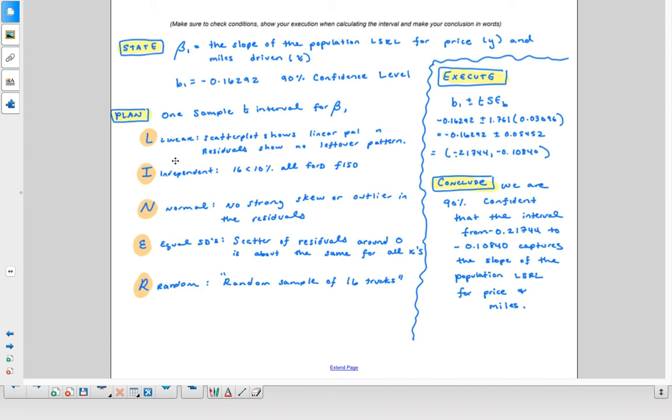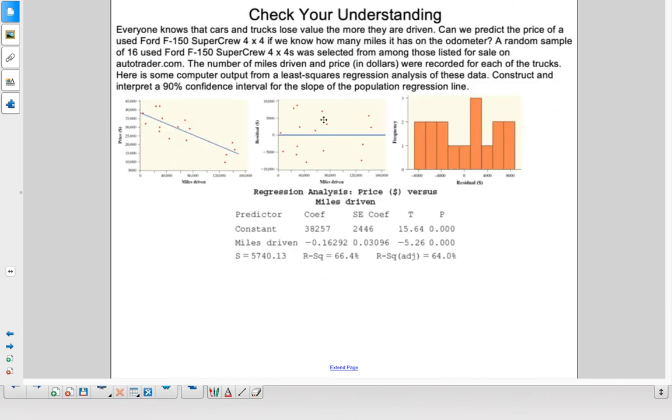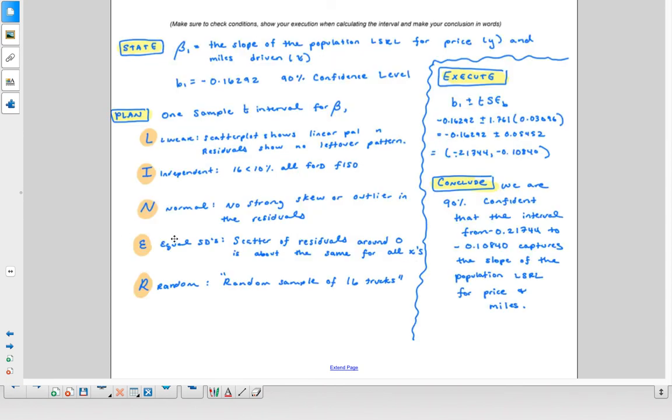The equal standard deviations: the scatter of the residuals around zero is about the same for all x's. So when you're looking at the spread for any x, it's about the same. You're not looking for it to get more spread out as the miles driven increases, kind of looking like a tree or anything like that in either direction. And it was a random sample. We had a random sample of 16 trucks.